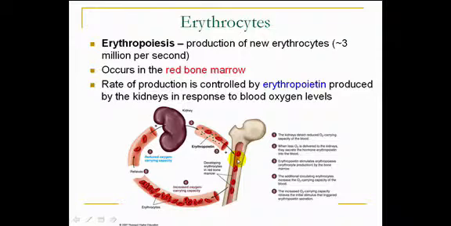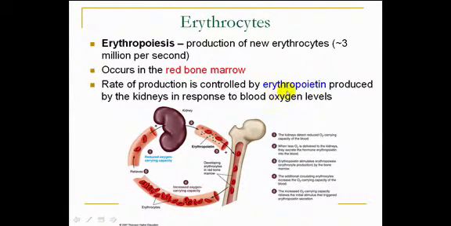So in response to that hormone, the red bone marrow starts to produce more red blood cells, so your hematocrit, or the number of circulating red blood cells, will increase, and therefore that would increase your oxygen carrying capabilities. So it's a little negative feedback loop.